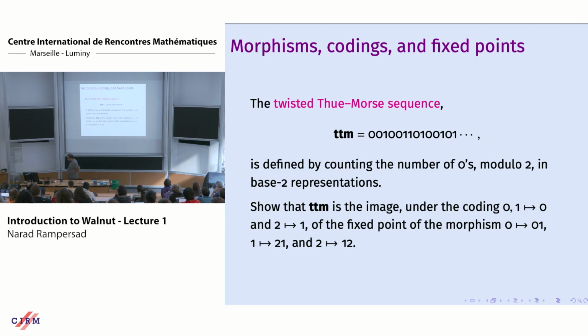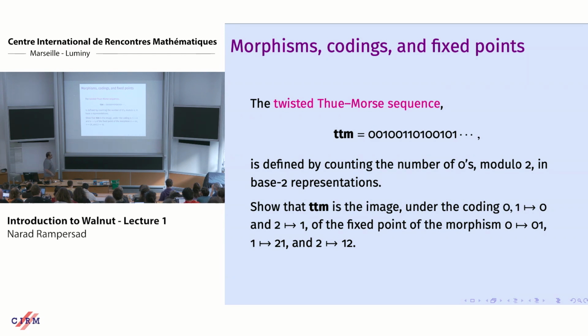Okay, let's try something a little bit more complicated. Here's a variation on the 2A Morse sequence. Remember, the 2A Morse sequence was computed by checking the parity of the number of ones in the binary representation of n. Well, if you did it by counting the parity of zeros, you get a different sequence, in this case called the twisted 2A Morse sequence. It can be defined by iterating this morphism, 0 to 0, 1, 1 to 2, 1, 2 to 1, 2.